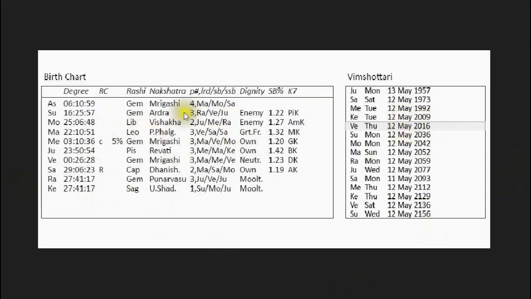Okay, so here's what I'm interested in that I want to dig into, and I'll show you a little bit of what I do here and why I do it. So if we go down through, here's what I'm interested in. I'm interested in going planet by planet down this little column here, which is the nakshatra lordship column.